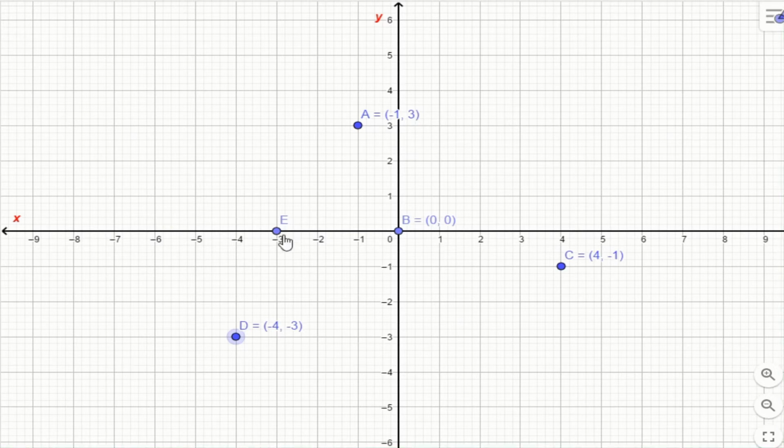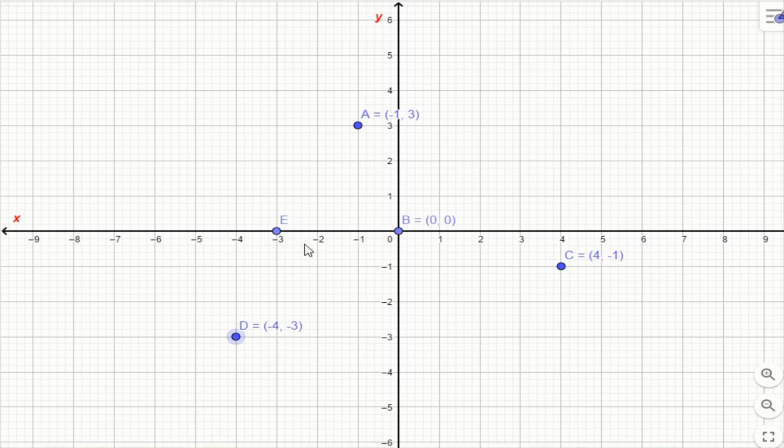Last, we have point E. Kung mapapansin, nasa x-axis. Pag ganito, madali lang. Pag nasa x-axis mismo yung point, automatically, yung y-coordinate nun ay 0. Pag nasa y-axis naman yung point, automatically, yung x-coordinate nun or yung abscissa is 0.